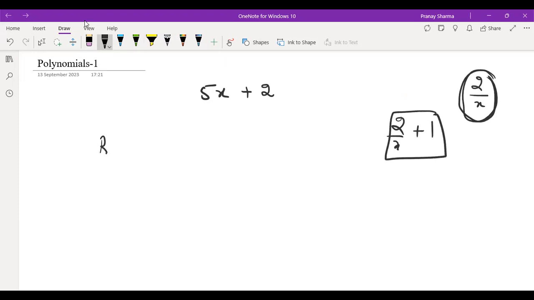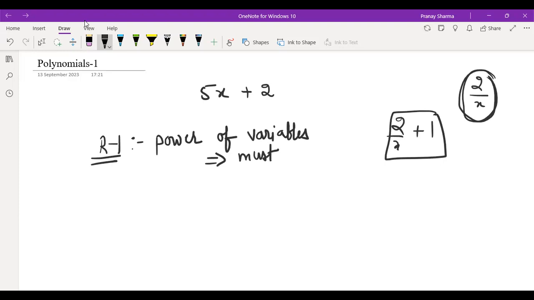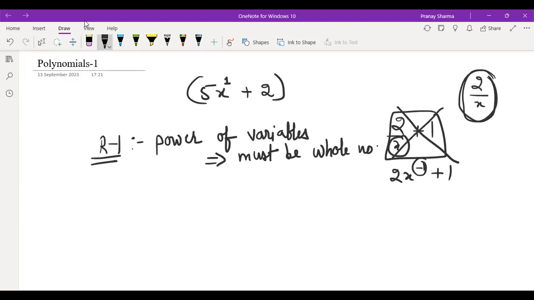So in order to have anything as a polynomial, we have two rules. Rule number 1 states that the power of variables must be a whole number. What do we understand by this? If you consider this example, the power of the variable is 1. So this is a whole number. But here the power of the variable, if you bring this to the numerator side, will be -1. That is nothing but an integer. So this is something that we will not be considering in polynomials, although this is an algebraic expression.